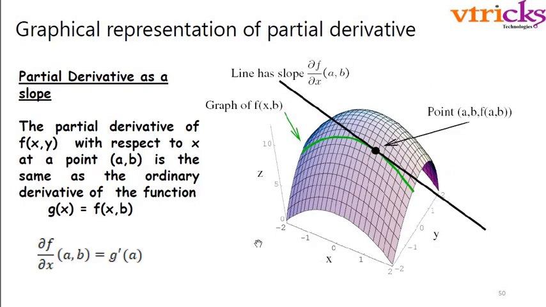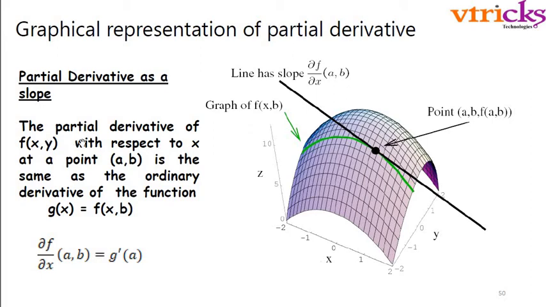Now let us understand how to represent these partial derivatives graphically. For dy/dx, when it was a function of a single variable, it was the tangent to a curve at a particular point. So what do we mean by ∂f/∂x at a particular point (a, b), the partial derivative of f with respect to x at (a, b)?